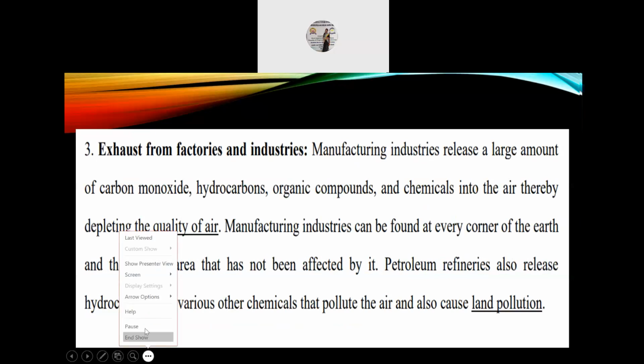Number 3, exhaust from factories and industries. Manufacturing industries release a large amount of carbon monoxide, hydrocarbons, organic compounds and chemicals into the air, thereby depleting the quality of air. So manufacturing industries can be found at every corner of the earth and there is no area that has not been affected by it. Petroleum refineries also release hydrocarbons and various other chemicals that pollute the air and cause land pollution.